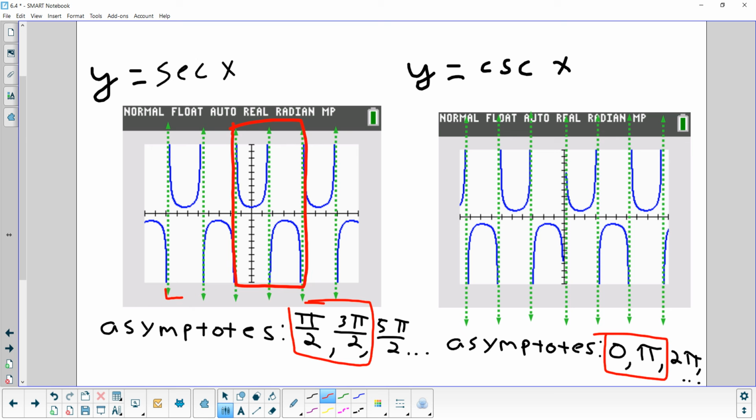The first 2 positive ones for secant are pi over 2 and 3 pi over 2. And the first 2 positive ones for cosecant are 0 and pi. Now, let's look at, it doesn't matter which one we look at, but we know this is 0, this is pi, this is 2 pi. Those are 3 asymptotes I just labeled. Here's a cycle.